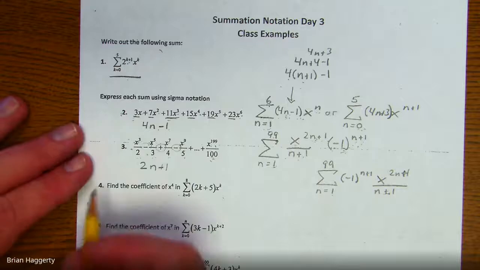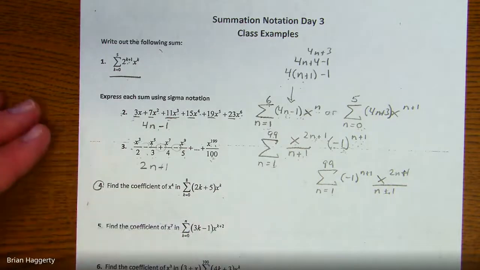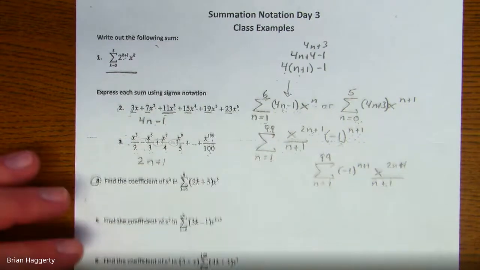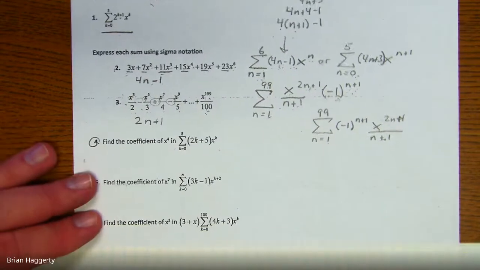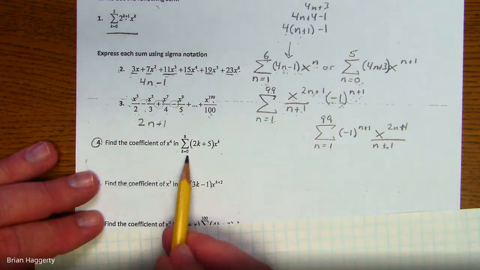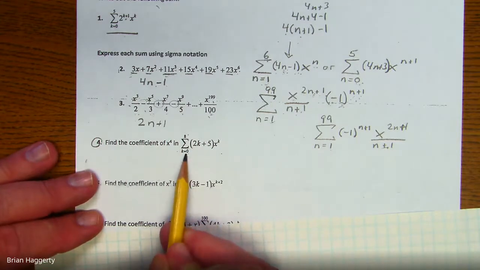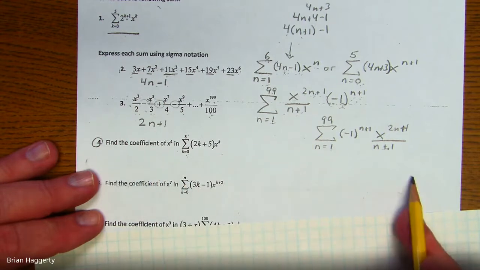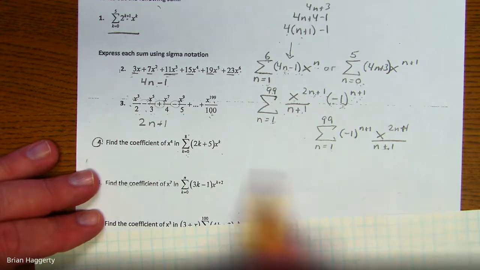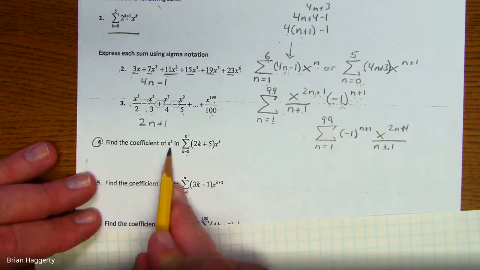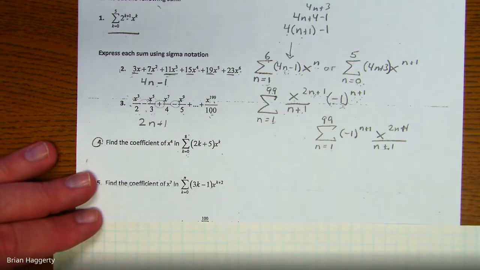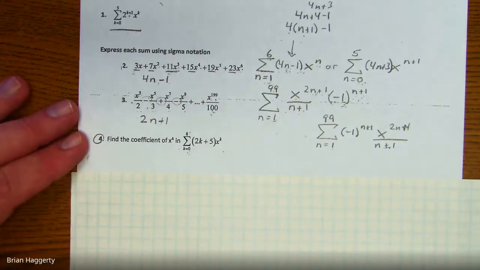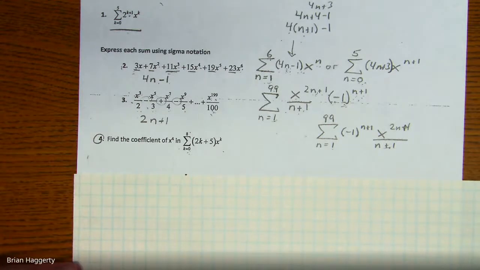All right, number 4. Find the coefficient of x to the 4th in this summation notation. If we were to write out this whole thing from 0 to 8, that would be a total of 9 terms. So one thing you could do is write out all 9 terms of this expansion, identify where the x to the 4th term is, and then see what number is in front of it. For this particular problem, there's nothing really wrong with that, but we don't have to do that much work.